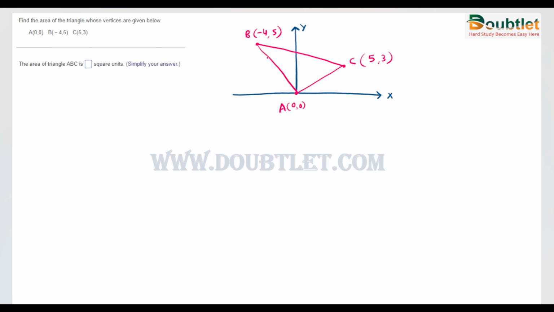The first method is that we can find the area of the triangle by Heron's formula. For that we need the lengths of all the sides, and for that we can use the distance formula to find the distances AC, AB and BC, and after that we can use Heron's formula. But that will be quite a long method, so we will not solve this question by that method.